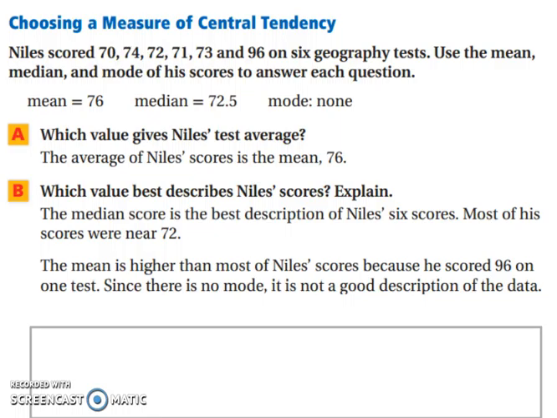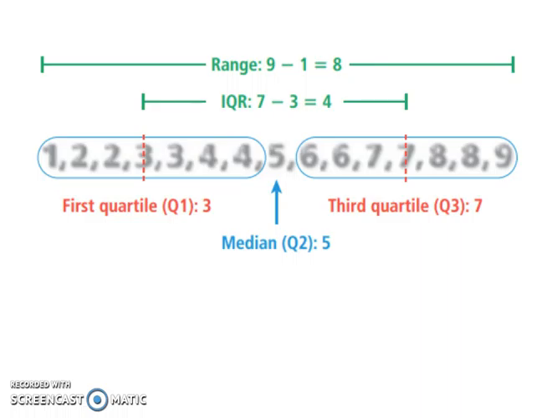So now that we've looked at the measures of central tendency, let's start looking at the stuff we need for a box and whisker plot.